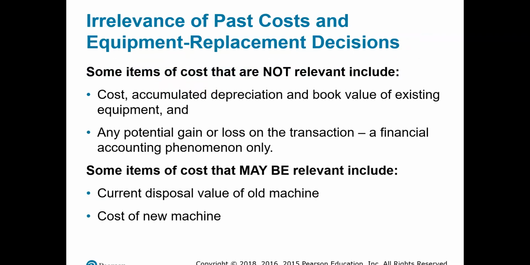On the irrelevance of past costs and equipment replacement costs, remember that the cost, accumulated depreciation, and book value of existing equipment are not relevant. Potential gains and losses on the transaction are not relevant. Why? Because it's financial accounting, and the only reason we incorporate that on the books is to report gains and losses for tax purposes and for financial accounting purposes, for GAAP purposes.